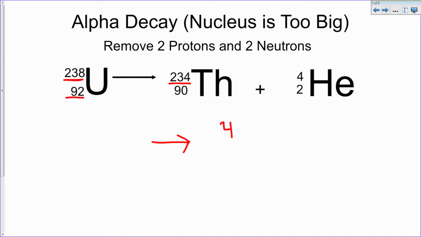Well, if you look at the periodic table and you look at helium, it has a mass of 4 and 2 protons, and therefore 2 neutrons. So we really say that helium is emitted from our nucleus. As you can see, both mass and charge, through atomic number in this case, are conserved in this equation as uranium-238 decays into thorium-234.